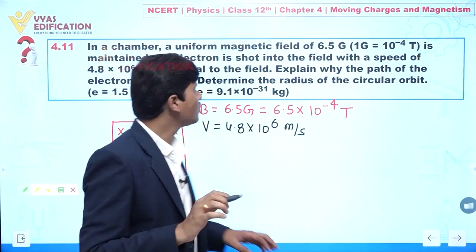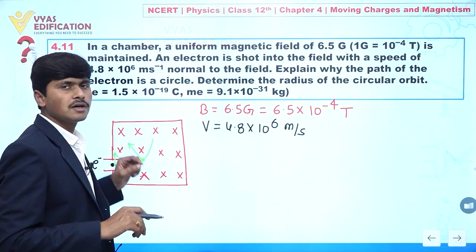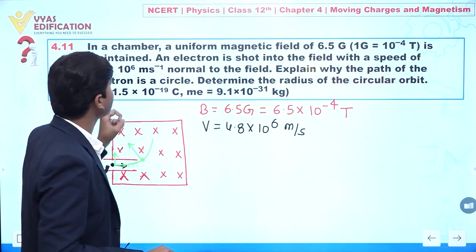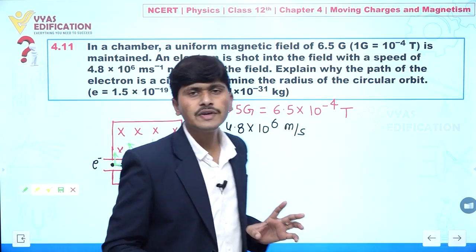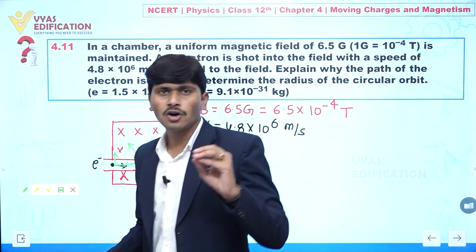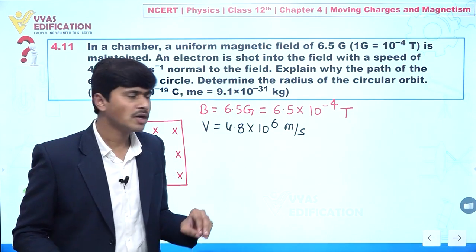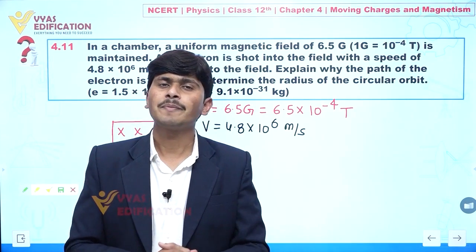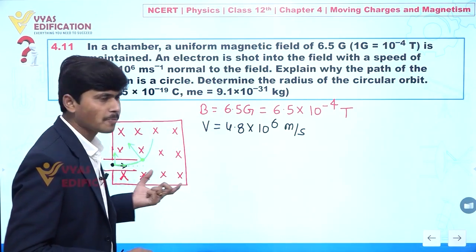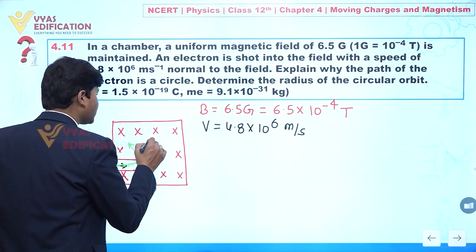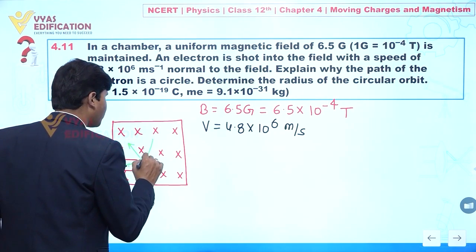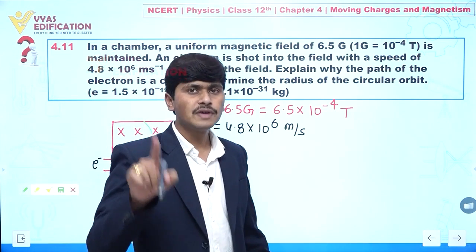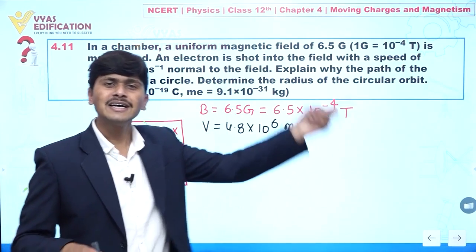Clear everyone? So the first part of this question is: explain why the path of an electron is a circle. Because the force acting on that charged particle is perpendicular to the magnetic field as well as perpendicular to the direction of motion, or perpendicular to the velocity of the electron. So a centripetal force will act, and due to this centripetal force this charged particle moves in a circle.